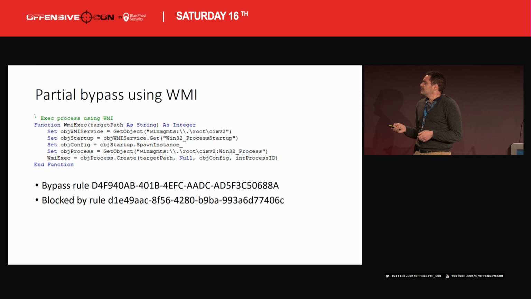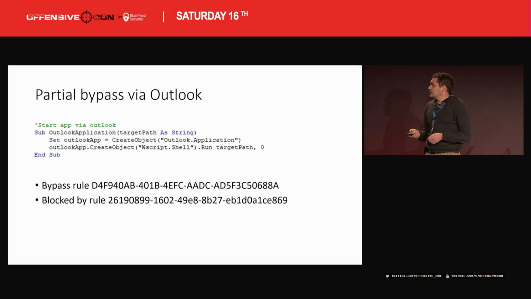First, we are going to see some restricted bypasses. One way is to use WMI. With WMI, you bypass the first rule. Well, this is not new, and this is already used in the wild sometimes. The problem is this is blocked by the rule which blocks WMI. So it's only a partial bypass. Another partial bypass is using an Outlook object. It bypasses the Office application rule, but it's blocked by the Office communication rule. So this doesn't work either.